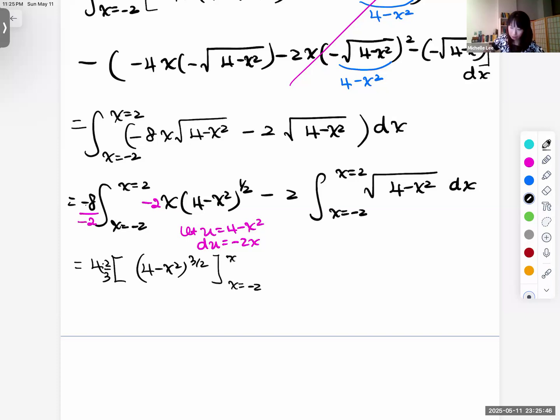Okay, let's take a look quickly. We evaluate when x equal to 2 or negative 2, what do you get? We get 0. So this one is 0.